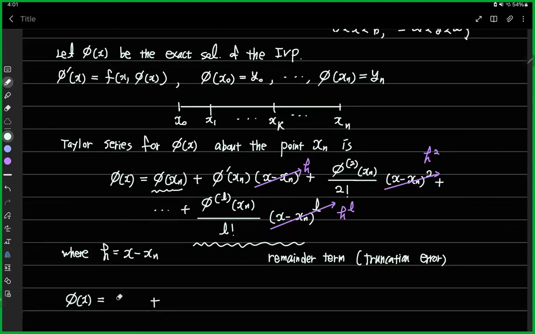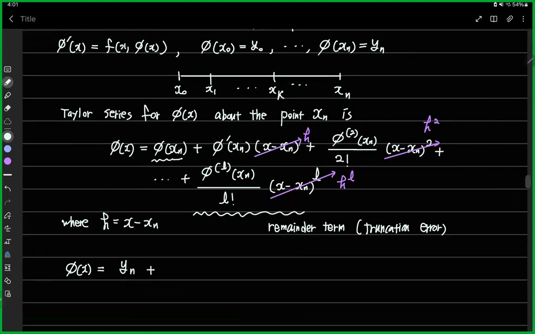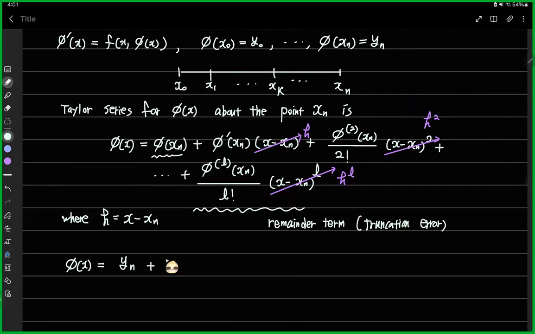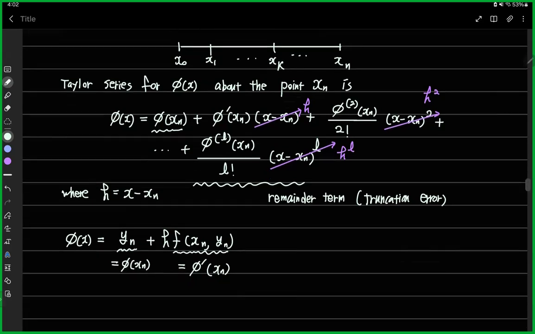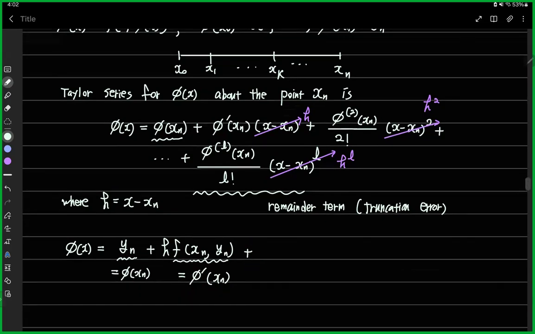So we got y sub n plus, and phi prime is f, and here's h. So let me write h first, and then f of xn comma yn. This is equal to phi prime of xn. Now plus, okay, here's the problem. What's the second derivative of phi?